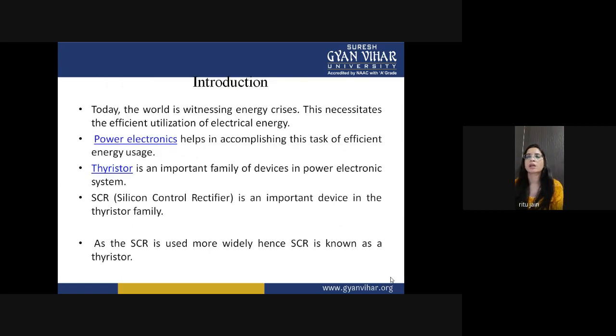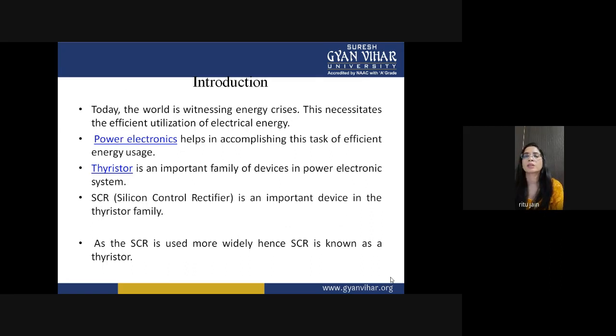So let's start with the introduction. You can see that everywhere today there is an energy crisis. So it is necessary to make efficient utilization of electrical energy. Power electronic devices help to make electrical energy use efficient, and they have a big role in overcoming the energy crisis problem.